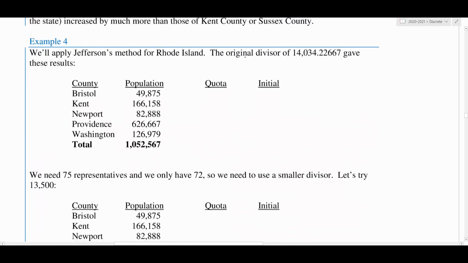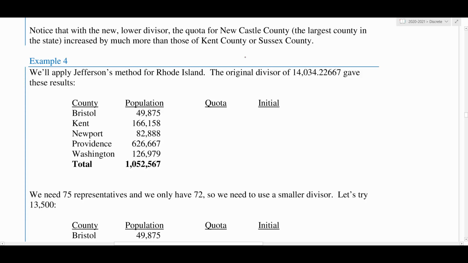All right, so let's try it again. Let's look at example 4. All right, so we're going back to Rhode Island this time. And recall from our previous example that we had a divisor of 14,034.22667. All right, so we're going to use that same divisor here. We're gonna go through and divide the population by that 14,034. I'll just dot that, and then we would calculate our quotas. So they should be the same quotas that we had from our previous example.